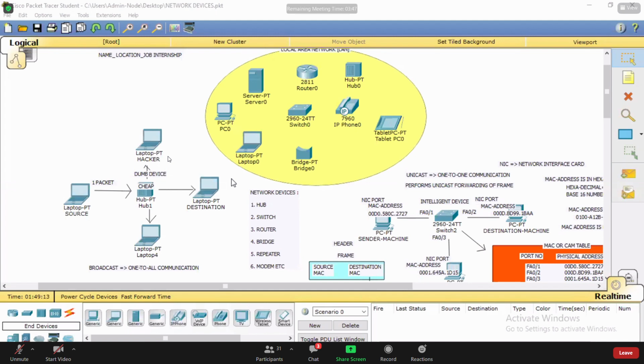Suman, which one is the smallest one? Sir, PAN, personal area network. Which one is bigger than PAN but smaller than LAN? After personal, home area network, sir. Which one is bigger than PAN but smaller than LAN?